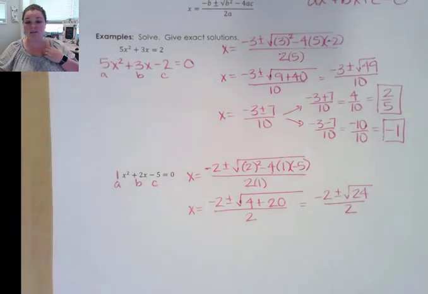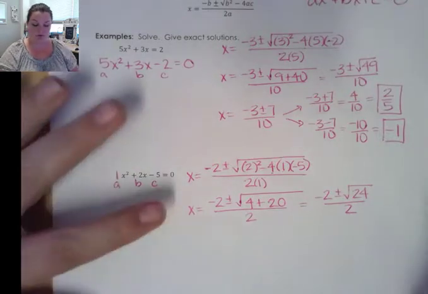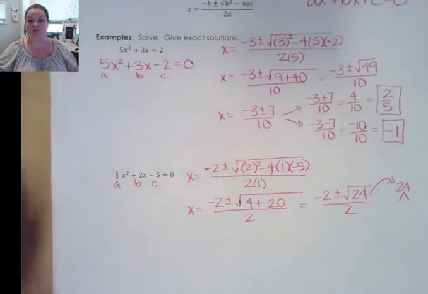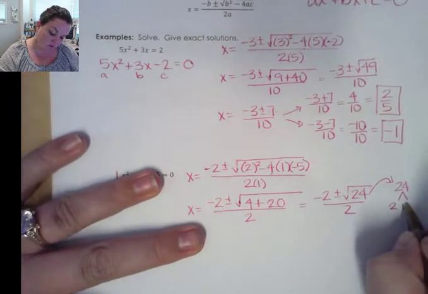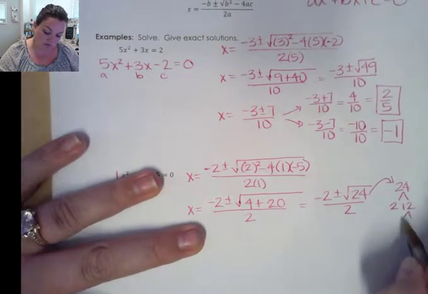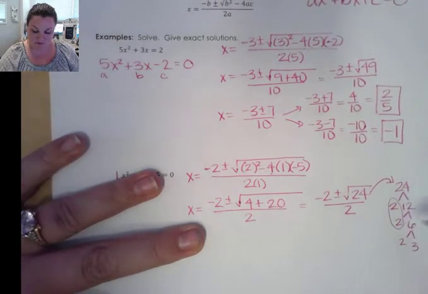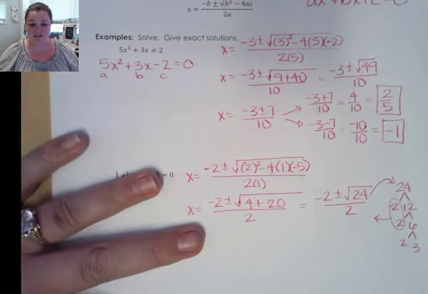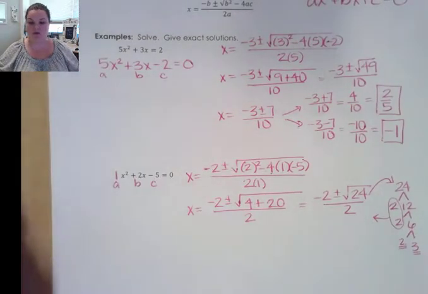Now, unlike the last one, the square root of 24 is not a perfect square, right? So it's not a perfect square. I need to see if I can simplify this so that I can reduce the radical. 24 is the same thing as 2 times 12, right? 12 is 2 times 6, and 6 is 2 times 3. So I do have two copies of a number, meaning I have a perfect square that I can bring out. So I'm going to bring out that 2, but I don't have any more perfect copies. So this 2 and this 3 get stuck under the radical.